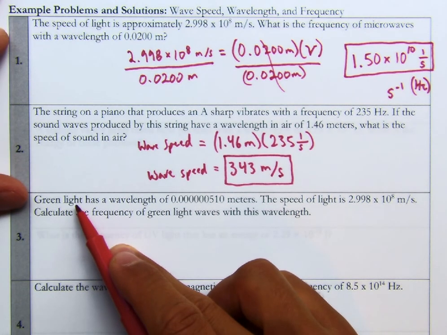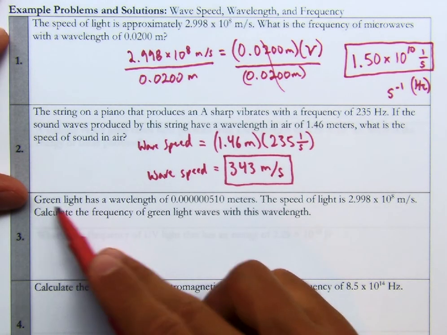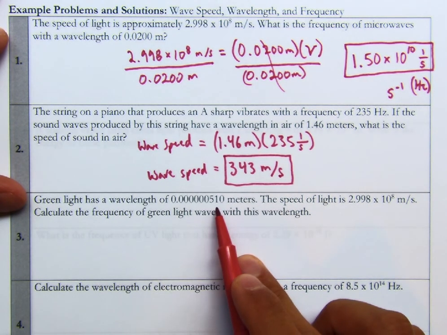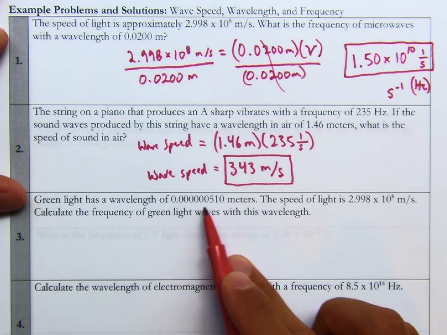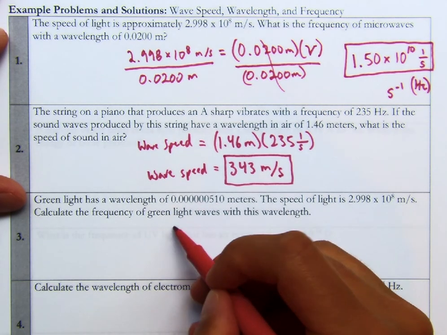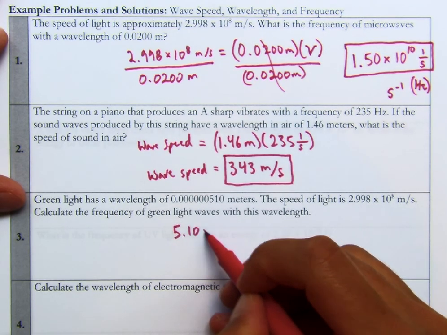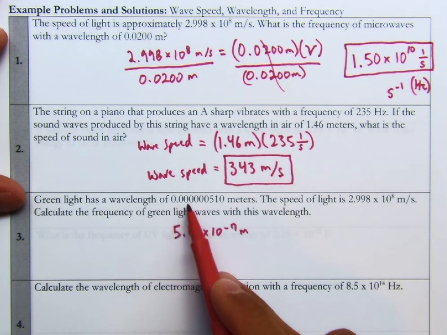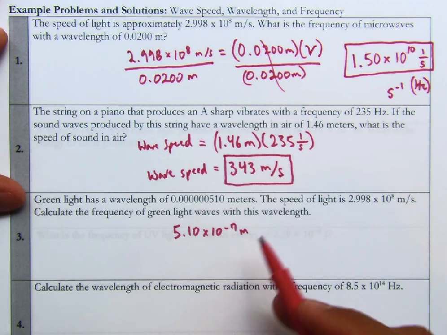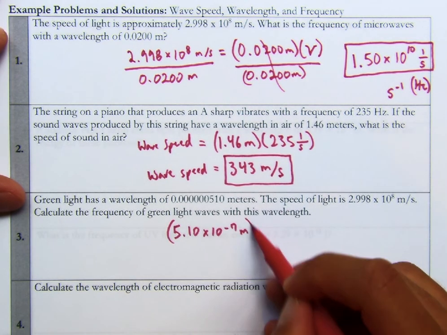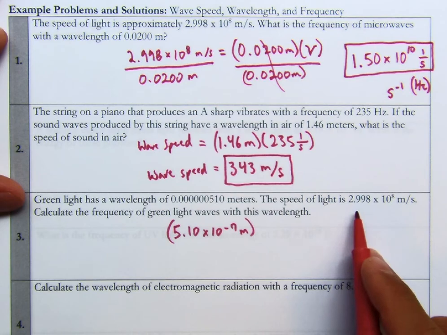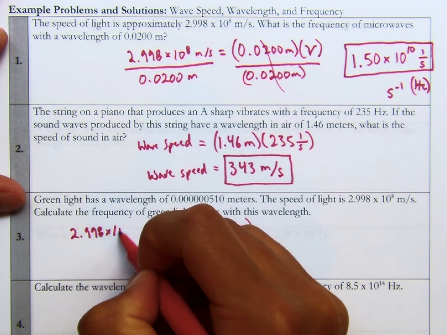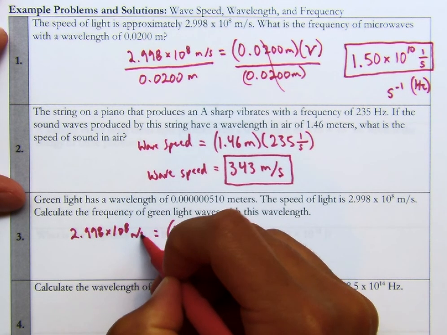Green light. So this means it's visible light and it has a green color. So that means it's electromagnetic radiation. They tell you the wavelength. This is 5.1 times 10 to the -7 meters. You can count 1, 2, 3, 4, 5, 6, 7. So that's our wavelength. It says the speed of light is, again, we know that, 2.998 times 10 to the 8 meters per second.